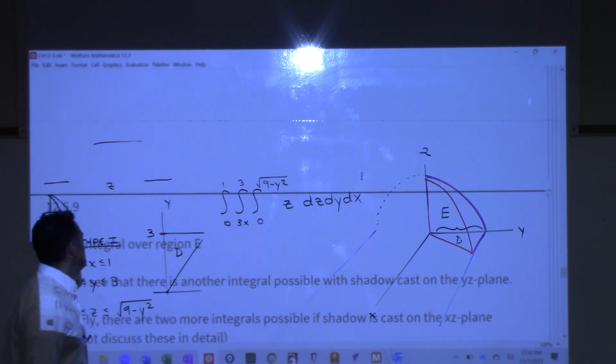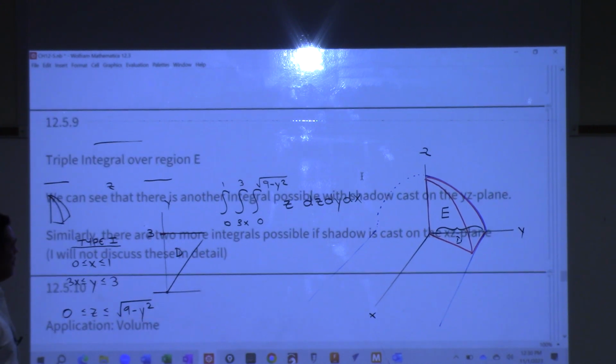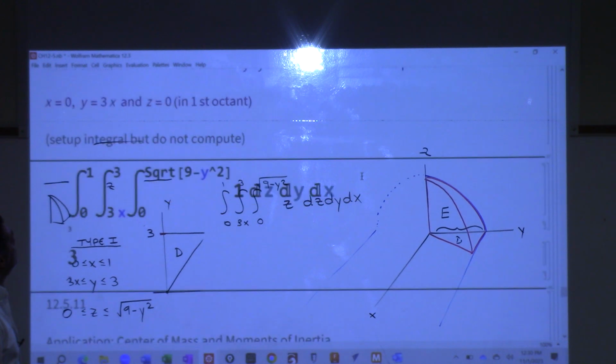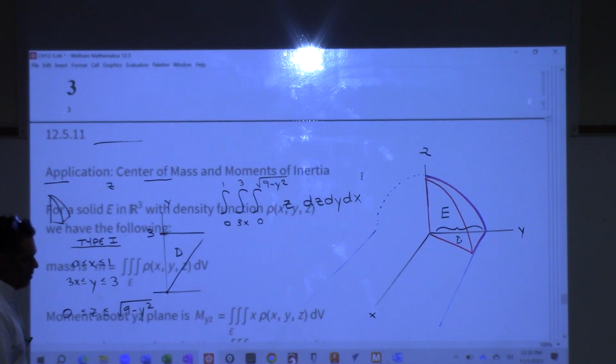10 minutes, let's just see where we are here. So these are the cast shadows, more of it. Oh, okay, here we go. Wow.